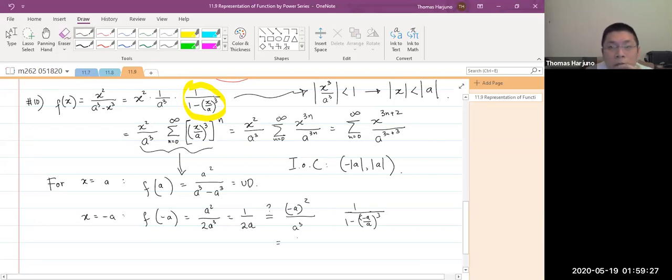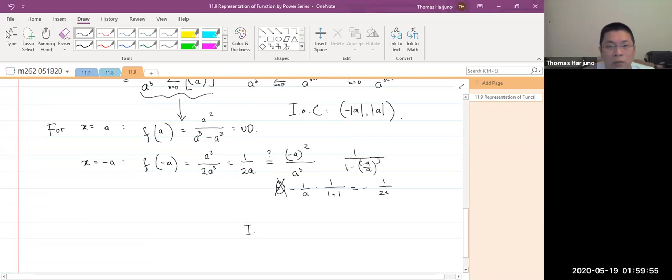So this is equal to negative 1 over a times 1 over 1 plus 1. It's negative 1 over 2a. No, it's not true. It's not true, because it will give us negative. So the interval of convergence will only be negative a to a.